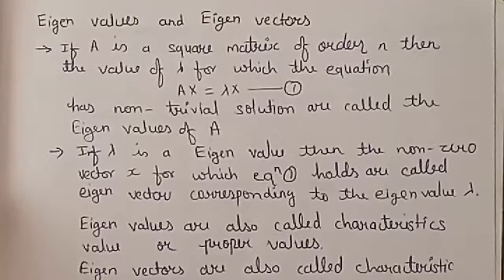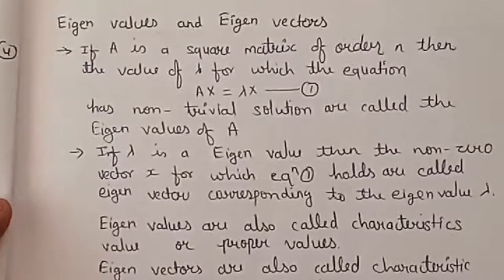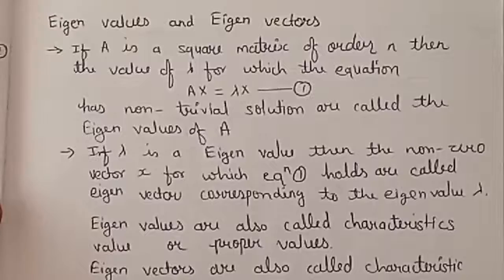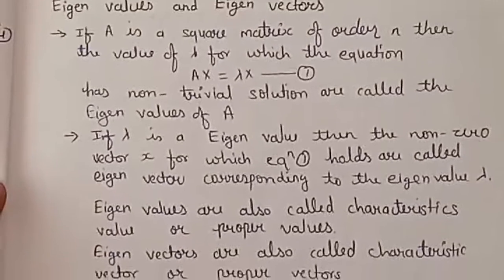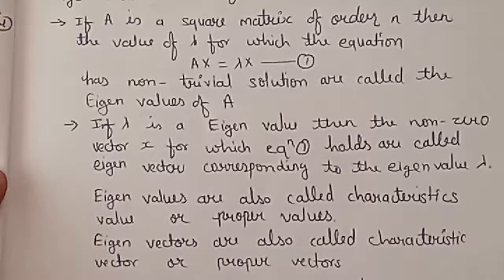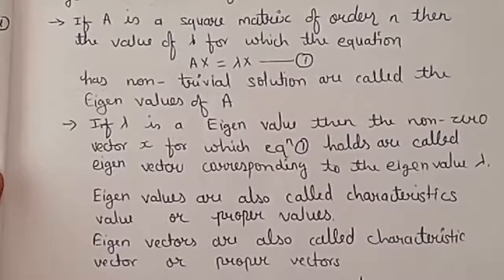If lambda is the eigenvalue, then the non-zero vector x for which equation 1 holds is called the eigenvector corresponding to the eigenvalue lambda. Now, if we solve Ax is equal to lambda x, then we will get the value of x. So this x is nothing but the eigenvector and lambda is the eigenvalue. Now eigenvalues are also known as characteristic value or proper value. Eigenvectors are also known as characteristic vectors and proper vectors.